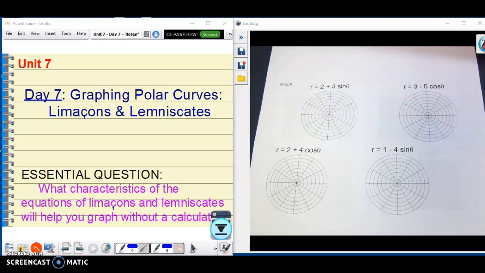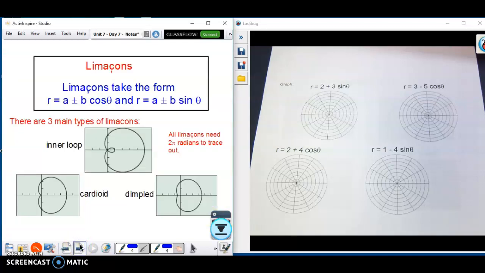Okay, so we're starting with day 7 today. This is a continuation of our polar graphs. Yesterday we worked on circles and rose curves. Today we're going to be talking about 3 different types of limaçons, and then we're going to be talking about lemniscates. So we're going to start out with our limaçons.